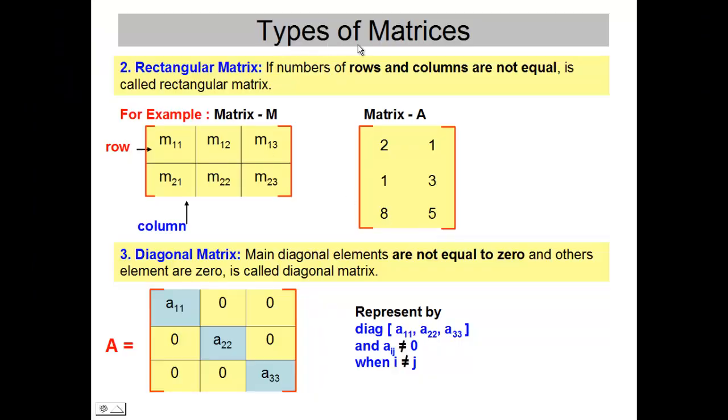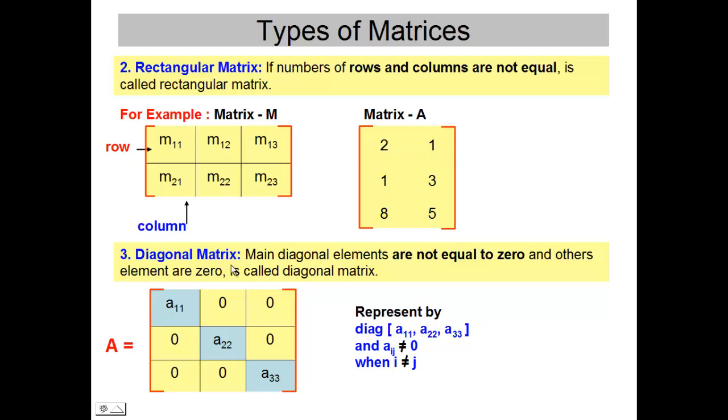Next is second type of matrix. Second type of matrix is rectangular matrix. If number of rows and columns are not equal, it is called rectangular matrix. So we have seen in our example, this matrix M has 2 rows and 3 columns. So size of 2 rows and 3 columns is 2 by 3. Now other matrix example is A. So here is the 3 rows and 2 columns. So this type of matrix is called rectangular matrix.